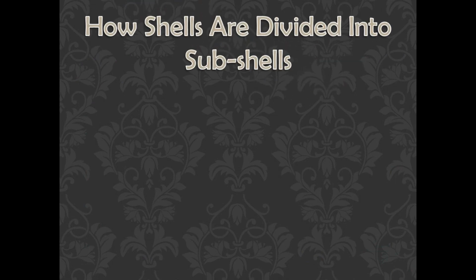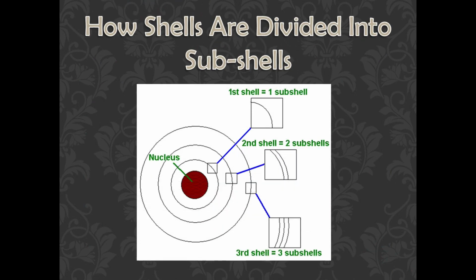Now I'll tell you how shells are divided into subshells. If you see this diagram, this is the structure of any atom in which shells are drawn. If you zoom in on every shell, you will see it is divided into further divisions, and these divisions are actually subshells. So in this way each shell is divided into subshells.